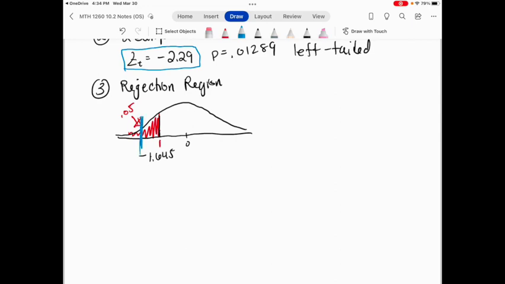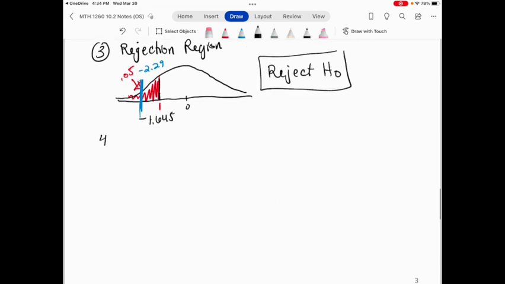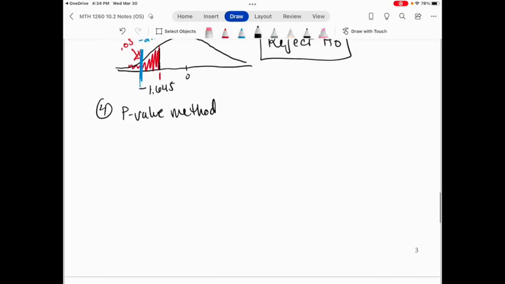Now, when I look at my test statistic to check to see if it falls in the rejection region, my test statistic is negative 2.29. So that's in the rejection region. So for this one, I'm going to say reject H0.